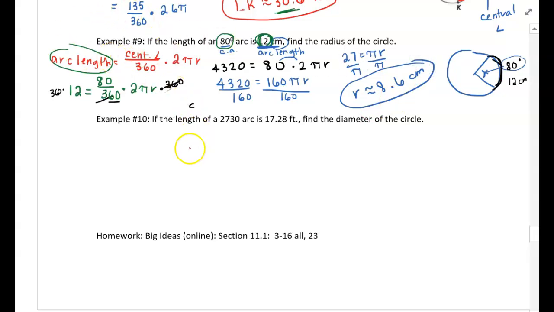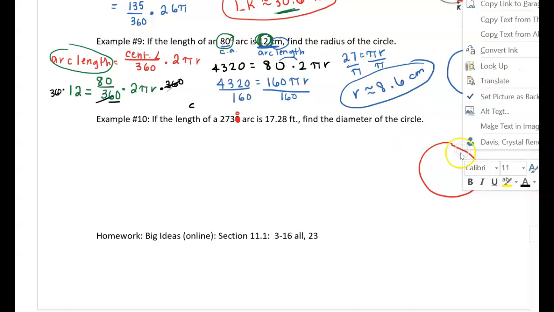All right, let's look at this last one. It says if the length of a, guys, there's a typo here. This should be 273 degrees, not 2,730. So a 273 degree arc is 17.28 feet. Find the diameter. So if I draw this, I know I'm dealing with a 273 degree arc.